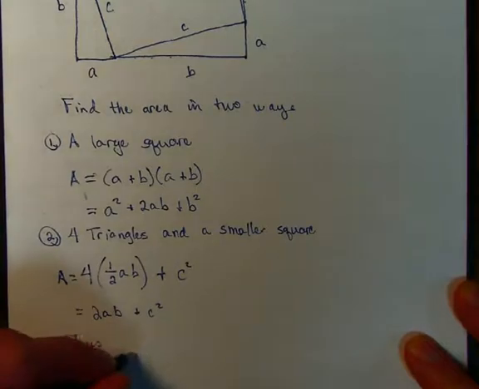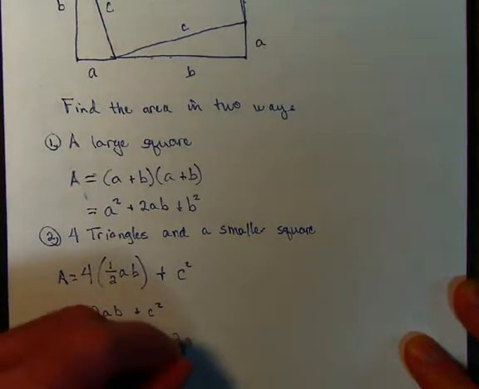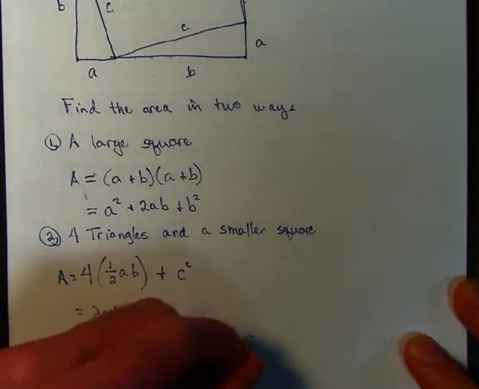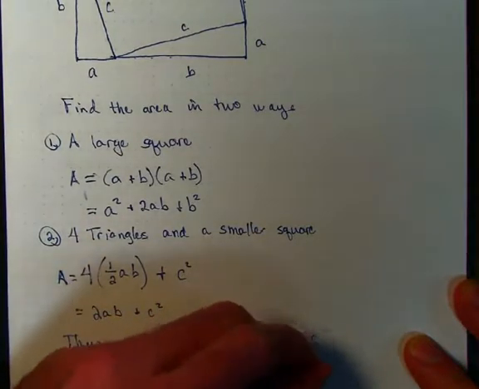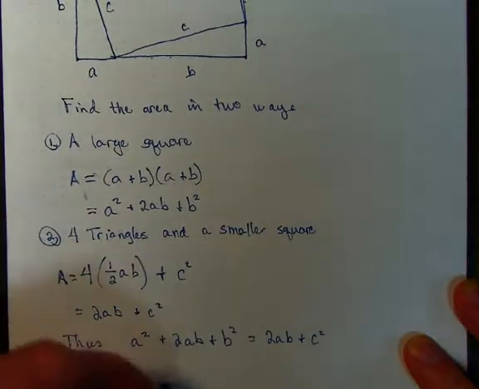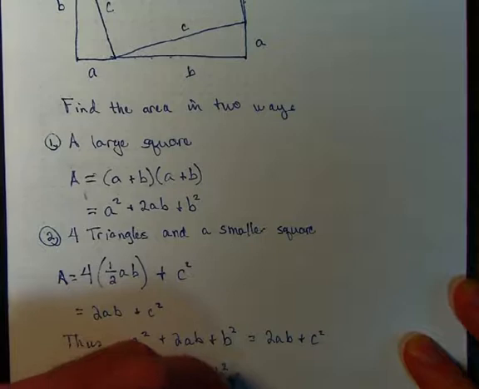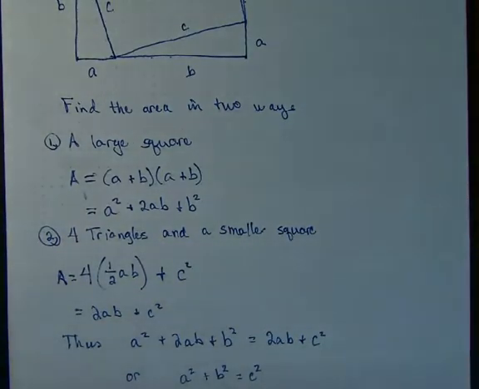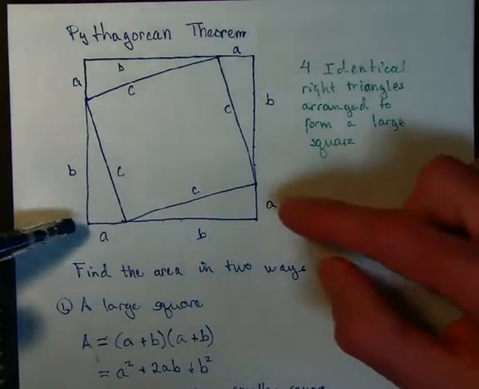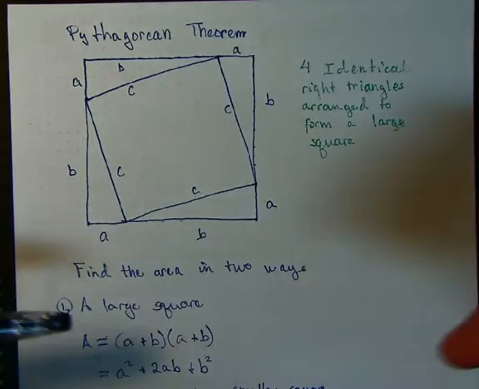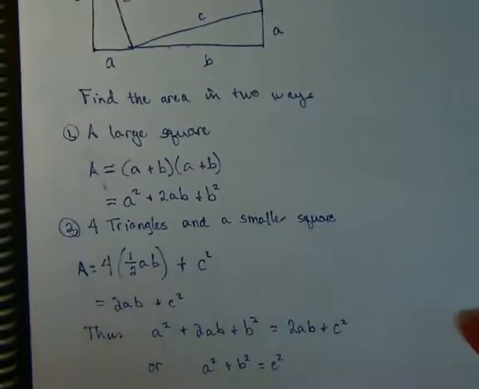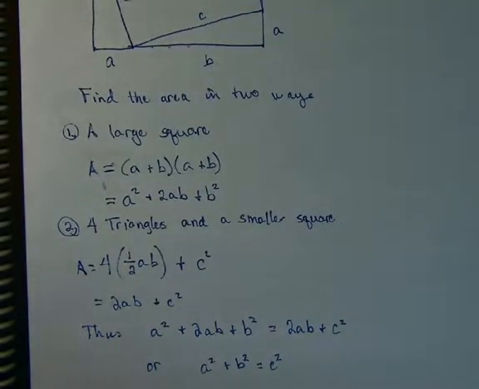So thus we have A squared plus 2AB plus B squared would have to be equal to 2AB plus C squared, or A squared plus B squared equals C squared, the famous Pythagorean theorem. So this figure right here can be used to establish the Pythagorean theorem right down here. And the technique was to find two different expressions for the area of my figure and set those expressions equal to each other.